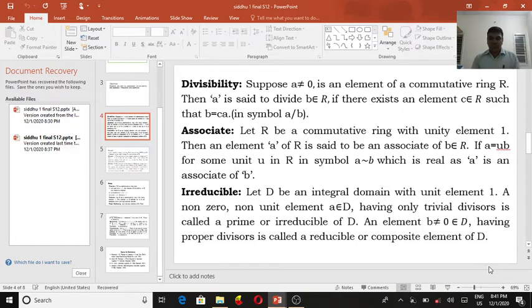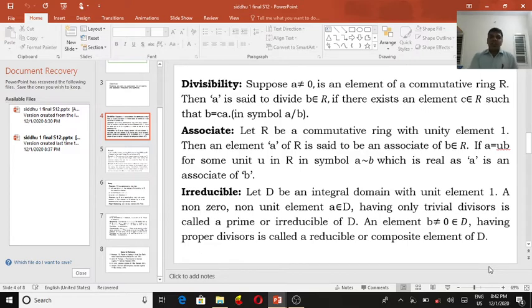Suppose we take a prime element. What is a prime element? Suppose 5. 5 can be written as 1 into 5. What are the divisors of 5? 1 and itself. So it is a non-zero, non-unit element. 5 divides 5, that is all; itself is a trivial divisor. Take 7. 7 can be written as 1 into 7, so 7 divides 7. This type is called irreducible.